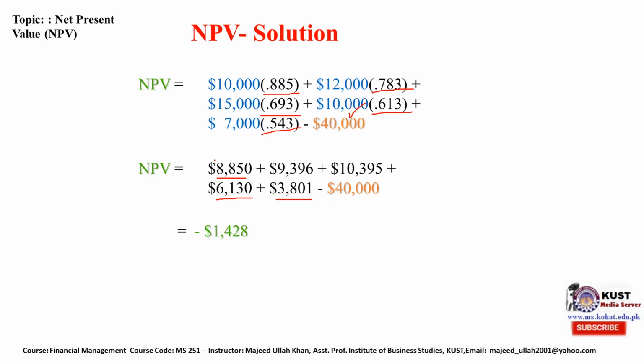When we add all these present values and deduct 40,000 from this present value, we get a negative present value, which is $1,428. So this project gives us a negative present value.